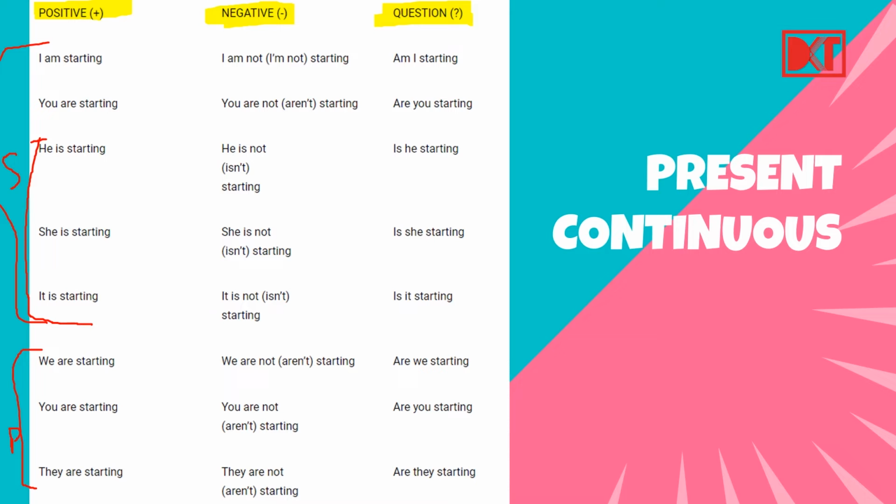Now here the formation, as I told you, was what? The subject plus either am or is or are, and then the verb, and then with the verb what is formed? ing.